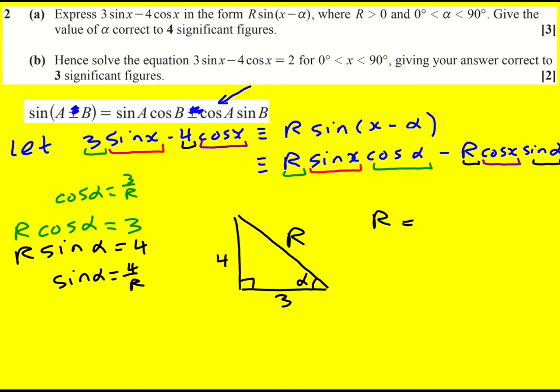To get r, you basically square the numbers here, but this is Pythagoras. So 3 squared plus 4 squared, square rooted, which actually gives 5. So 3, 4, 5 triangle. This is called a Pythagorean triple, but by all means put it in your calculator.